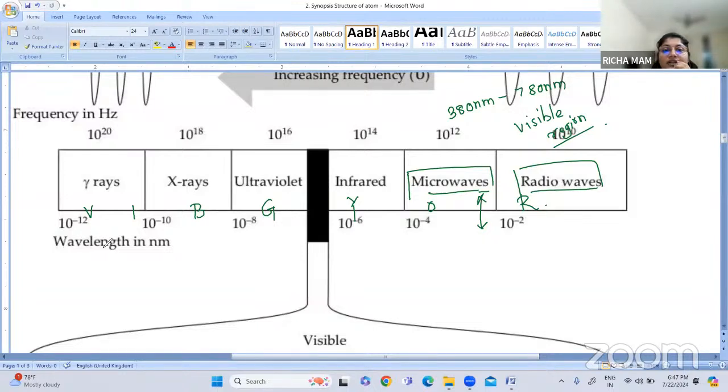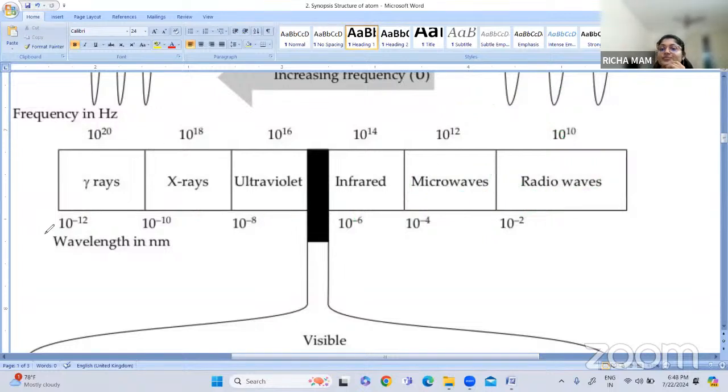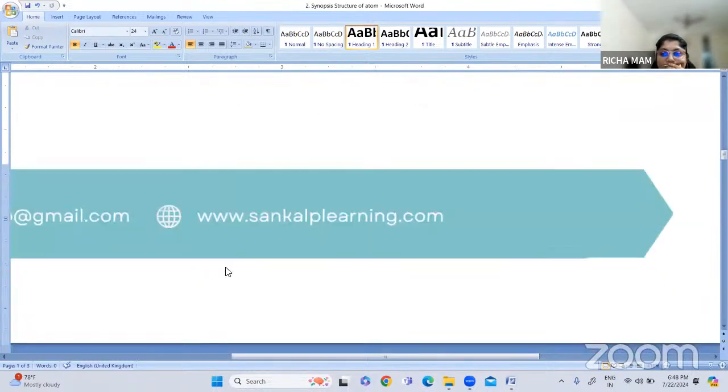This is in increasing wavelength, and from right to left it is decreasing frequency. So increasing wavelength and decreasing frequency. This is the electromagnetic spectrum.